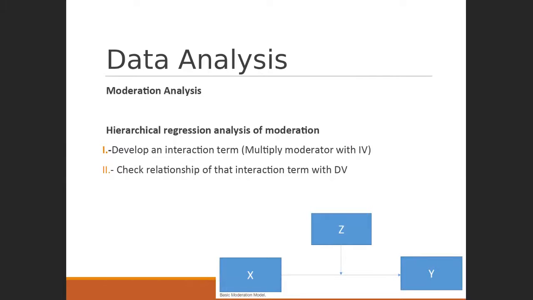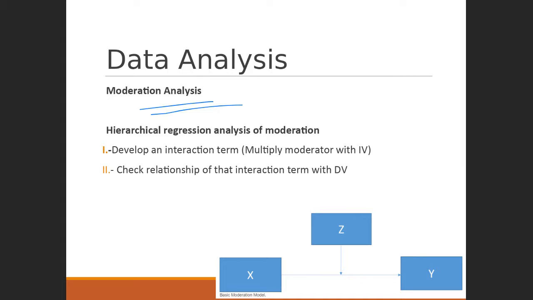Moderation analysis, again, if you're not using a moderator in your theoretical framework, you don't need to conduct moderation analysis, but it is better to have an understanding. So moderation tests whether a moderating variable affects the direction and or strength of the relationship between an IV and a DV. In other words, moderation tests for contingent effects when the relationship between an IV and DV occurs.